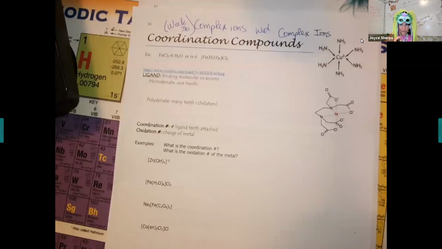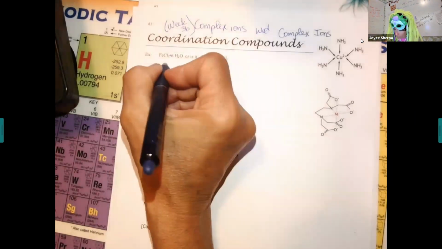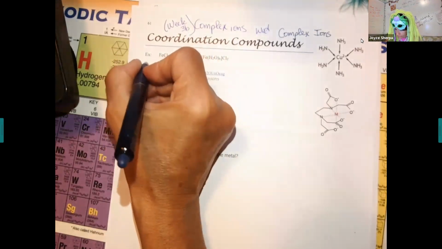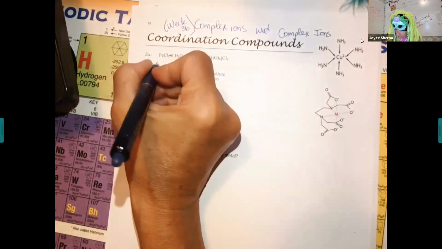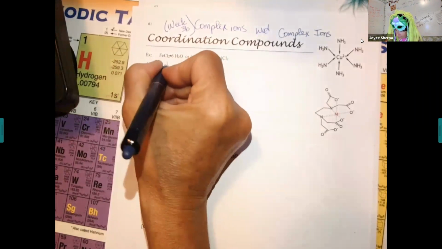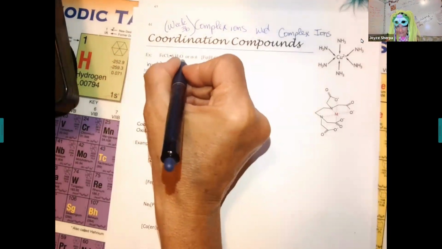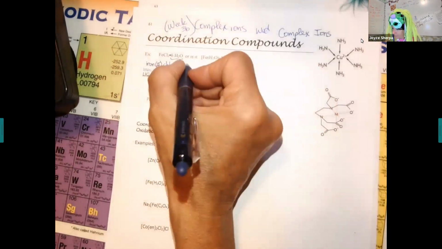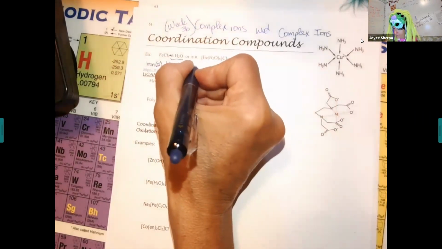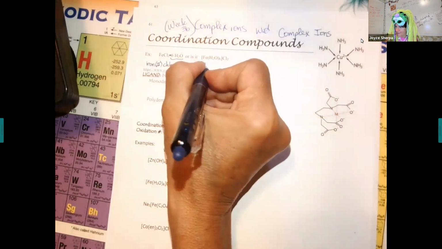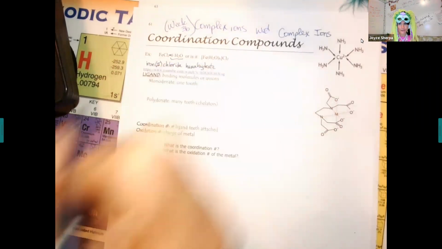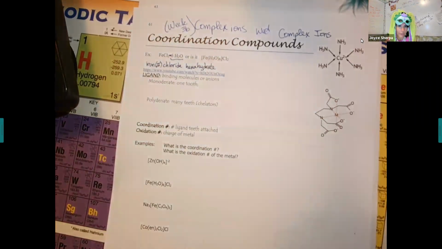So back in 221, we did hydrates. And so back in 221, we would have called this iron 2 chloride. And then we would have said, oh, it's got 6 waters. And that would have been a hexahydrate. That's not the correct IUPAC name, but that's what we would have called it.